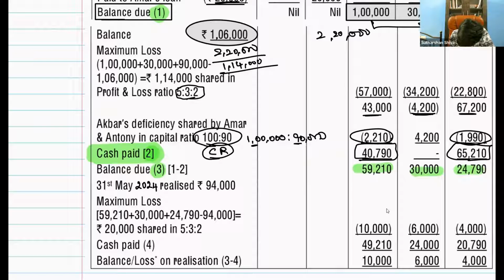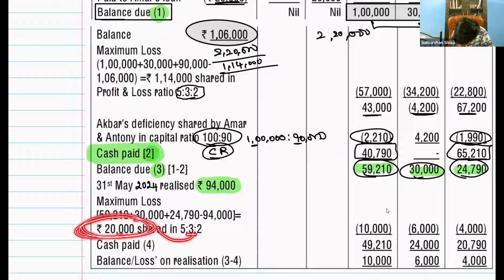From that, last realization you get 94,000. What you will do? Add all this: 59,000, 30,000, 24,000. From that, subtract 94,000. You arrive at 20,000. This 20,000 bifurcate in the ratio of PSR, profit sharing ratio. From that PSR, you will get 10,000, 6,000, 4,000. Everything will become a positive. So this is a second cash paid.